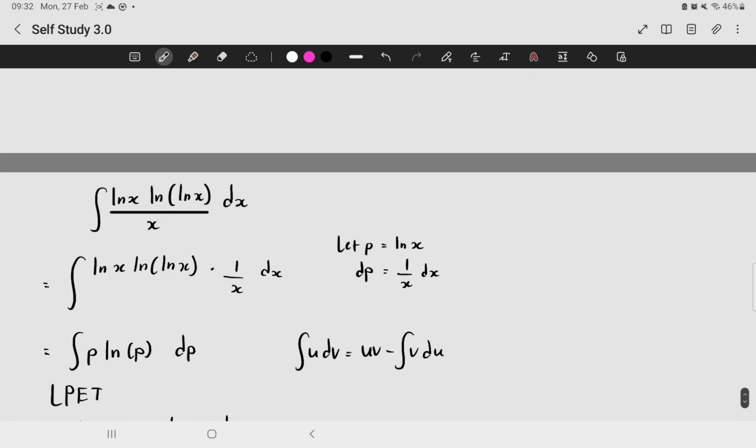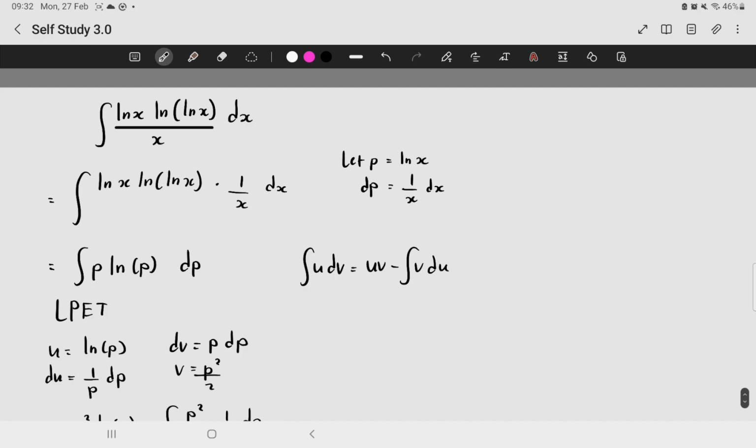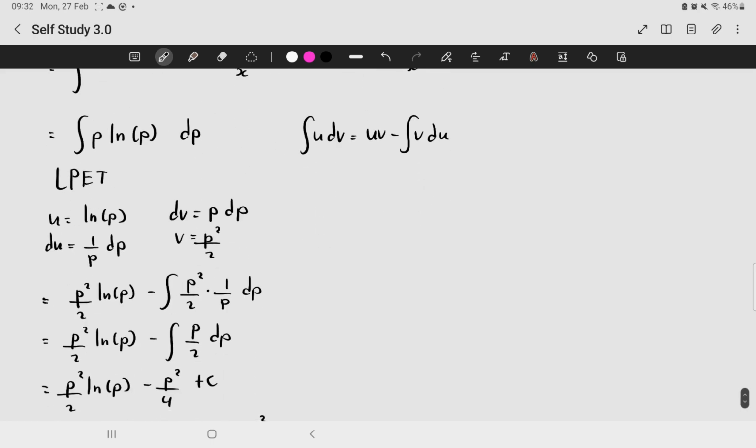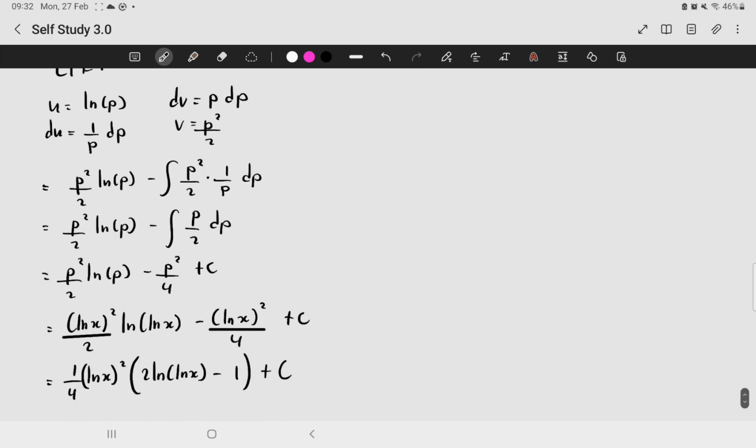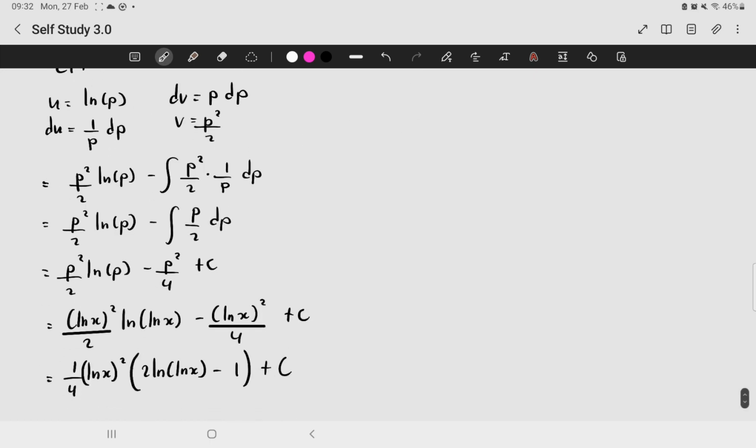So let's recap a bit for this question. Firstly, I identify which term I should replace, and after that I recognize that the next step is integration by parts, IBP for short. So you have to use LIPET, which means which one you will be choosing for your u and for your dv, and then just solve the integral as usual, and you obtain the final answer.